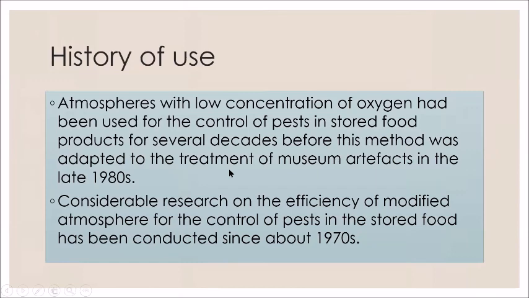Now, history of use: when did it come into use, especially in conservation? In the food industry, it was always there. Atmospheres with low concentration of oxygen had been used for the control of pests in stored food products for several decades before this method was adapted to the treatment of museum artifacts in the late 1980s. Considerable research on the efficiency of modified atmosphere for the control of pests in stored food has been conducted since about the 1970s.